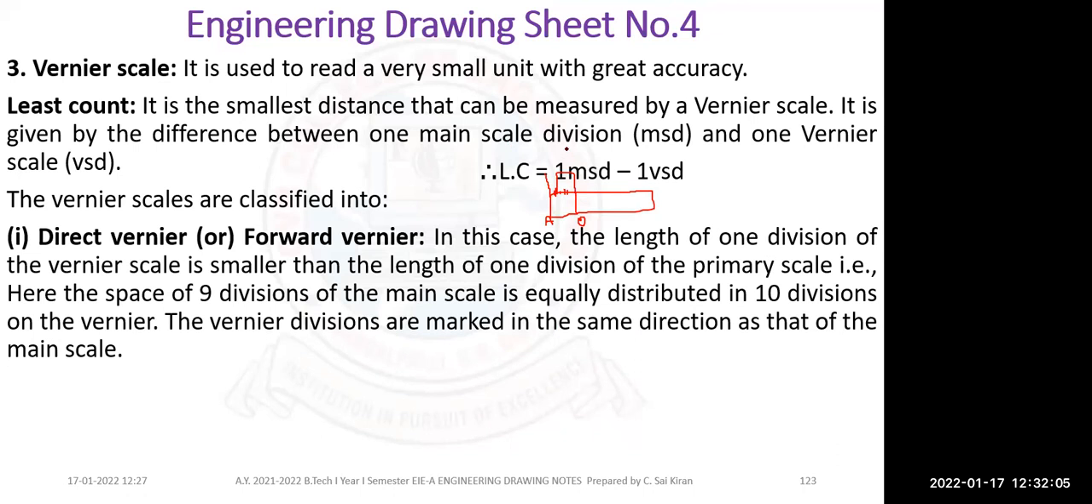So in total how many divisions? Here we have only 9 divisions. If we are making 9 divisions, it is called the forward scale.